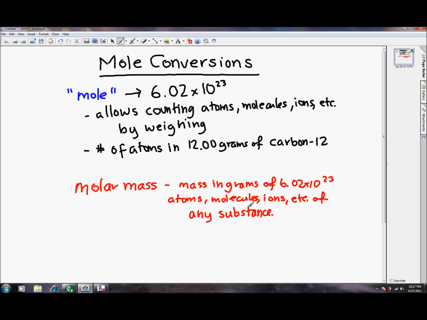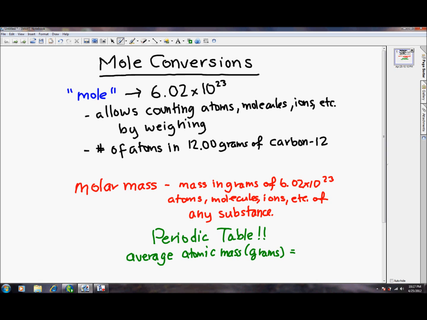Okay, so it's the mass in grams of 6.02 times 10 to the 23rd, or 1 mole of atoms or molecules or ions of something. Where do you find the molar mass? It's on your periodic table. Okay. The average atomic mass in grams equals molar mass.